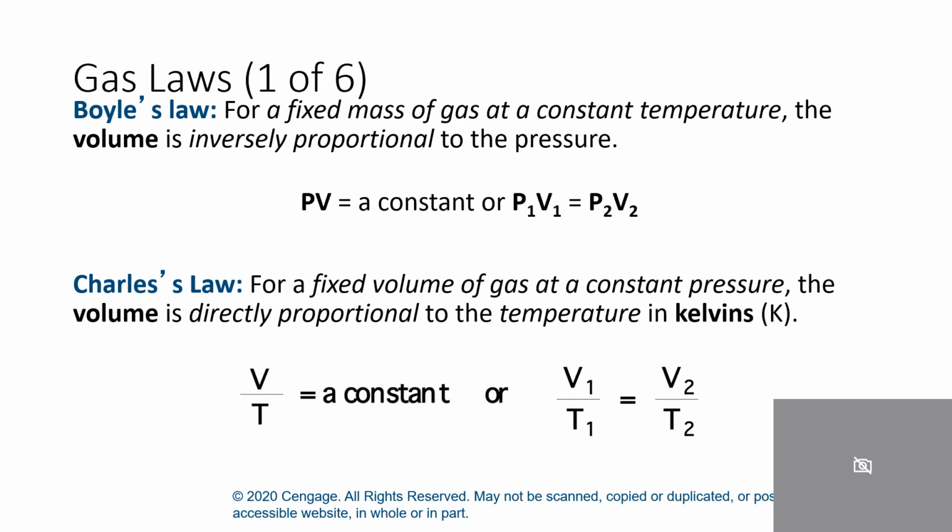Let's go on to the next slide. So Boyle's law and Charles' law: P1 times V1 equals P2 times V2, and then you have Charles's law with volume over temperature. Okay, so those are different. They're now putting them together. Can we put these together?